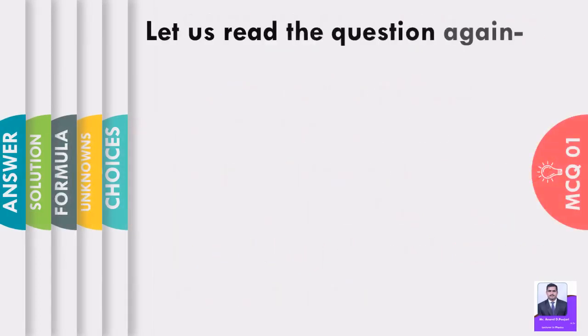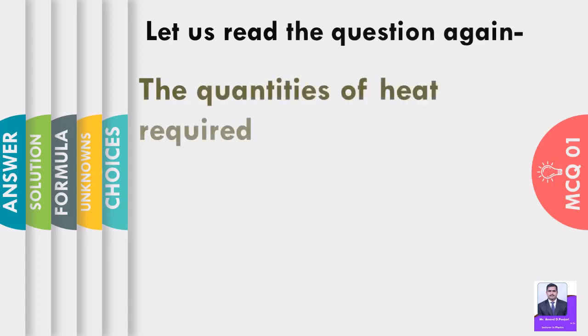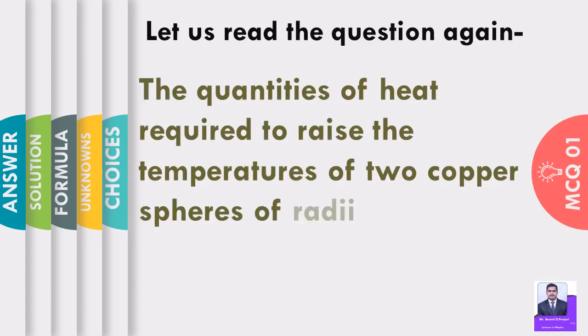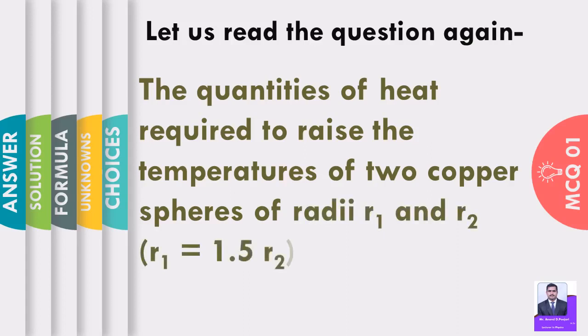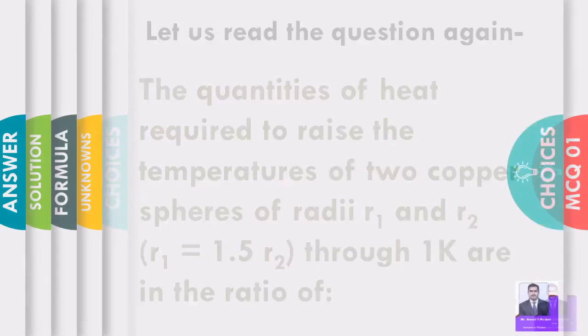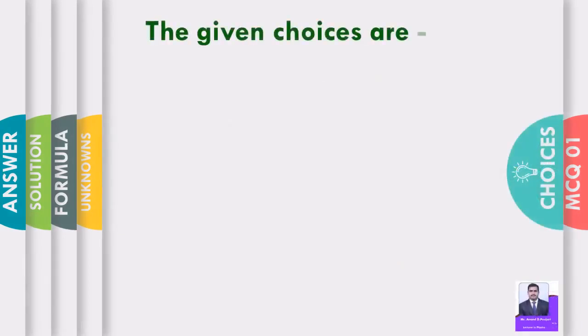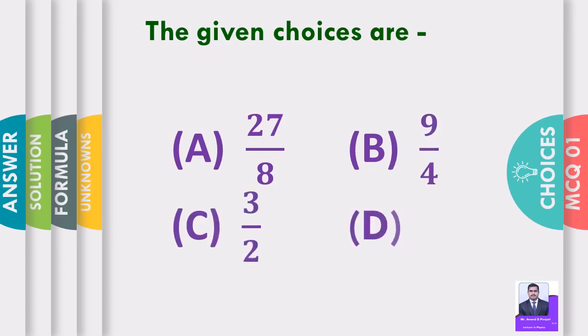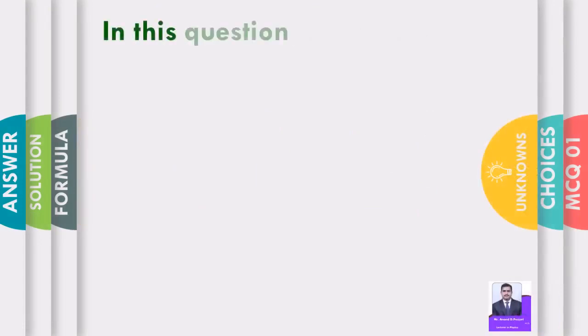Let us read the question again. The quantities of heat required to raise the temperatures of two copper spheres of radii R1 and R2, R1 is equal to 1.5 R2, through 1 Kelvin are in the ratio of. The given choices are A 27 by 8, B 9 by 4, C 3 by 2, D 1.